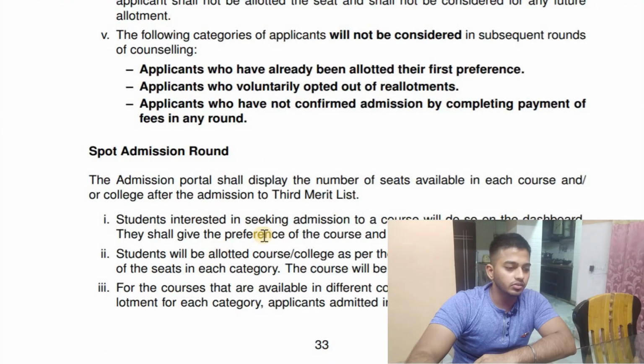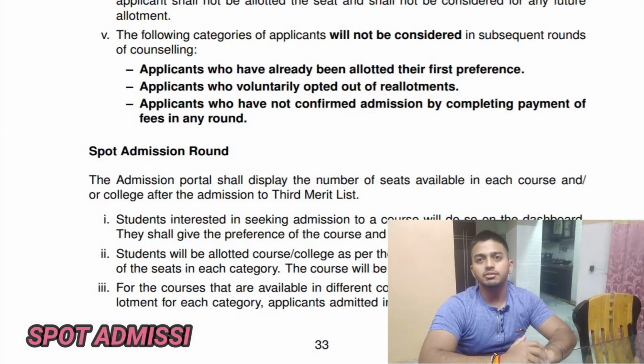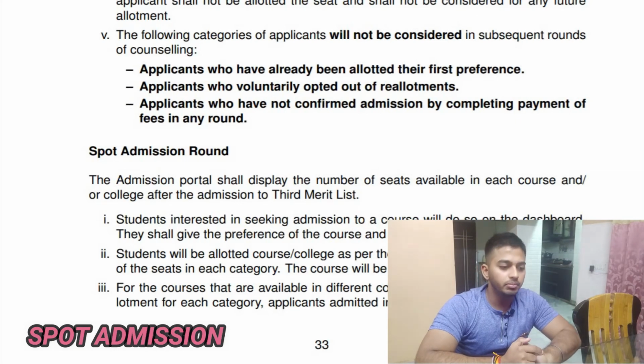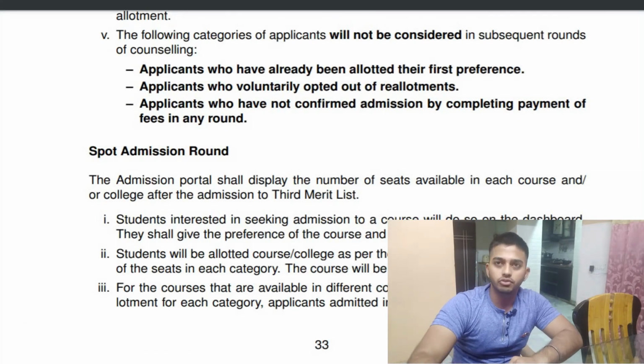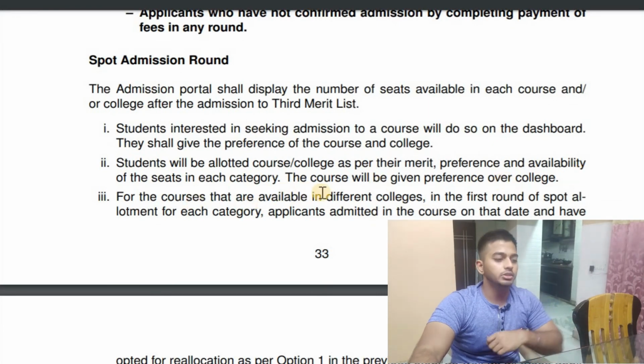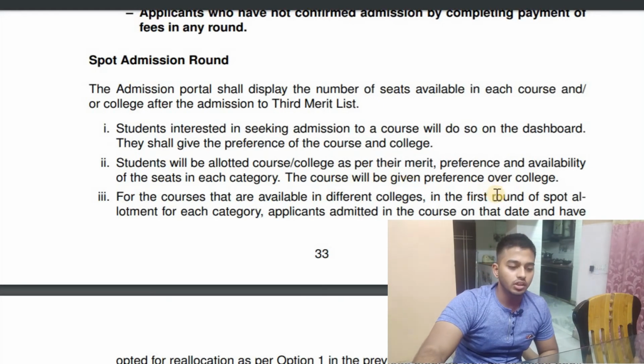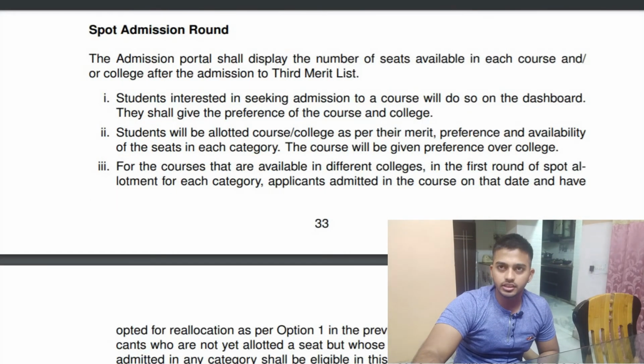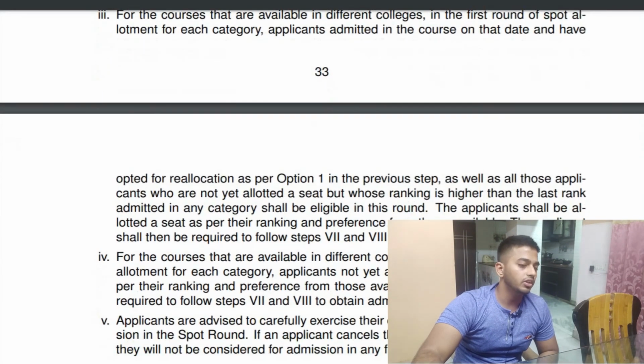Even after the admission, if some seats are vacant, the student will be asked to wait for the spot admission route. Students interested in seeking admission to the course will do so on the dashboard. They will be given the preference of course and college. Students will be allotted a course and college as per their merit, preference and availability of seats in each category. The course will be given preference over college.